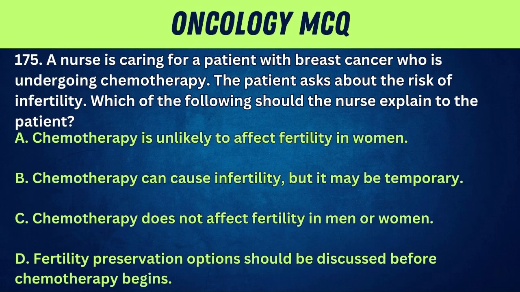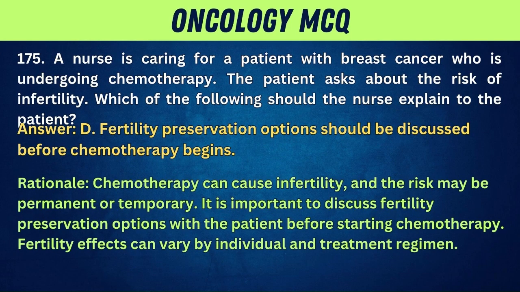The patient asks about the risk of infertility. Which of the following should the nurse explain to the patient? A. Chemotherapy is unlikely to affect fertility in women. B. Chemotherapy can cause infertility, but it may be temporary. C. Chemotherapy does not affect fertility in men or women. D. Fertility preservation options should be discussed before chemotherapy begins. Answer: D. Fertility preservation options should be discussed before chemotherapy begins.